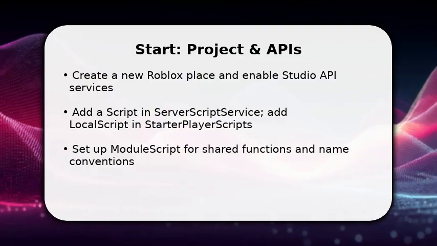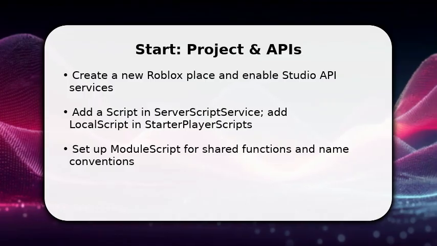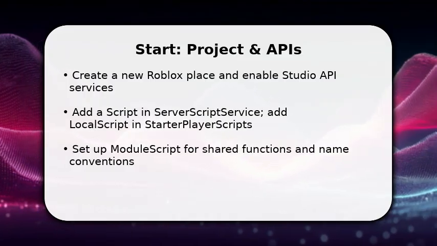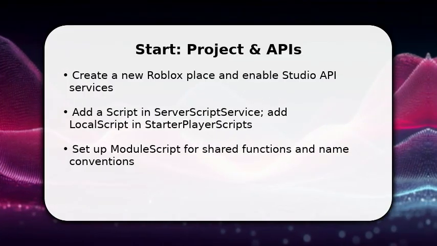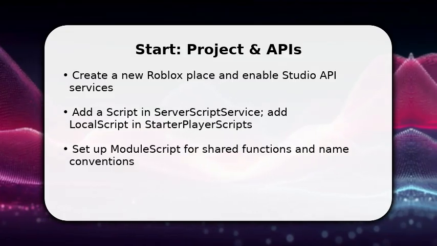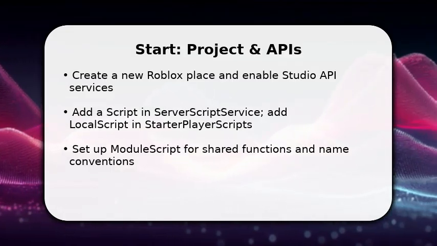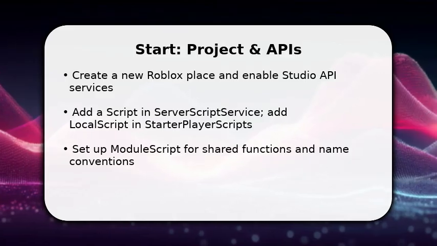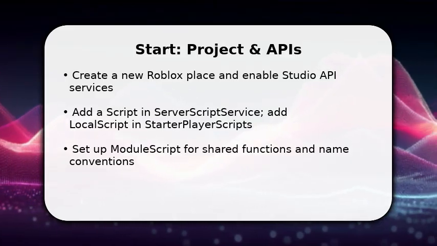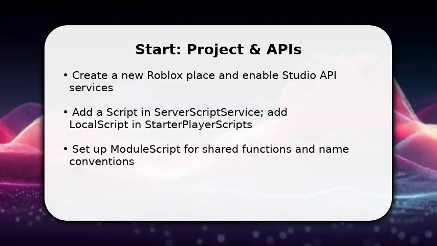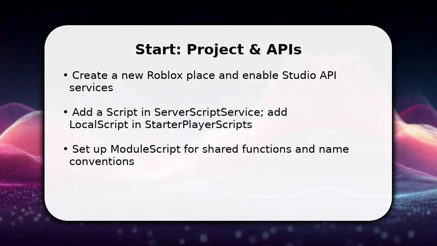You begin by opening Roblox Studio and creating a place, then enable API services so features work. Once done, add a script in Server Script Service for authoritative logic and a local script in Starter Player Scripts for client behavior. Make a module script to store reusable functions. This prevents duplication and clarifies roles.